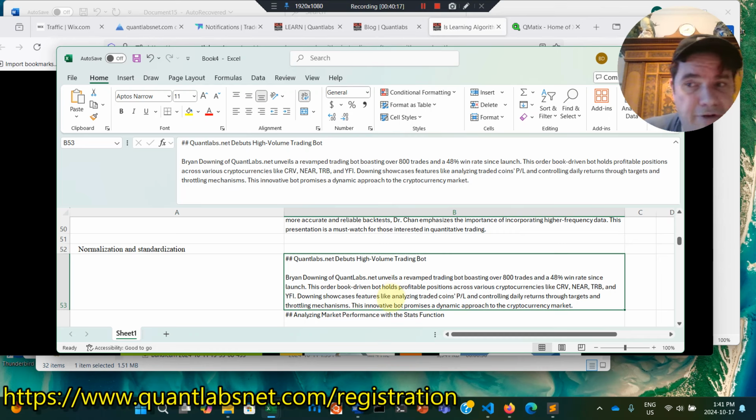I do cover the order book, which is essential if you're going to move into HFT. We analyze the different coins, profit and loss, and controlling daily return targets and throttling mechanisms. That's important. As you get a trading strategy that's very successful, you still have to limit its risk and its exposure to retain the profit. This is an example of it. And again, this is dynamic in the crypto market space.